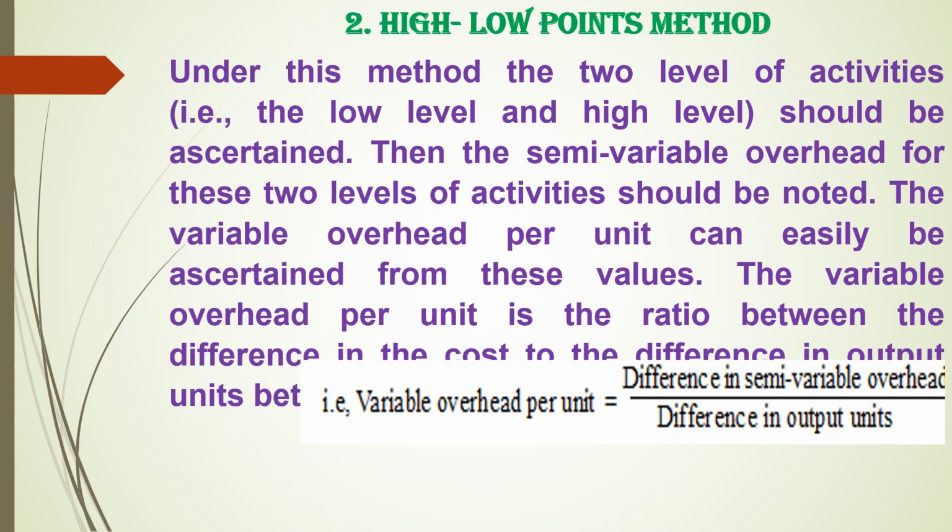2. High-low points method. Under this method, the two levels of activities, i.e., the low level and high level, should be ascertained. Then the semi-variable overhead for these two levels of activities should be noted. The variable overhead per unit can easily be ascertained from these values. The variable overhead per unit is the ratio between the difference in the cost to the difference in output units between the two levels of activities. That is, variable overhead per unit equals difference in semi-variable overhead divided by difference in output units.